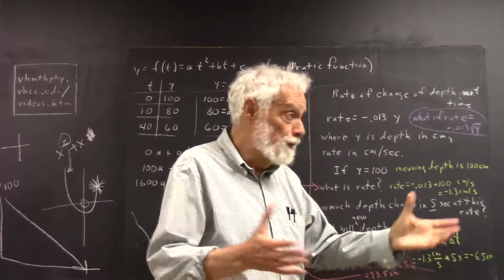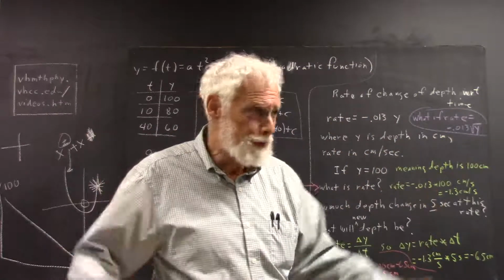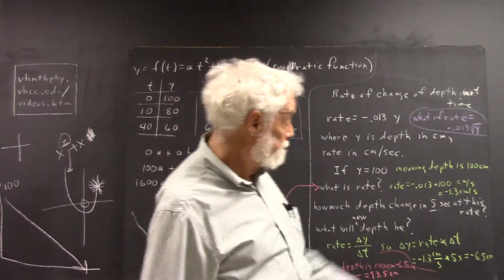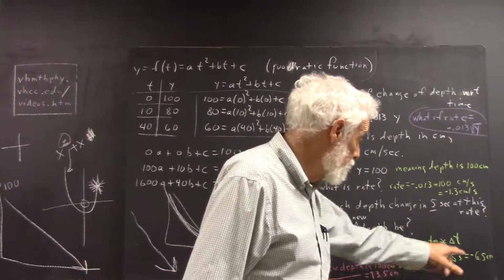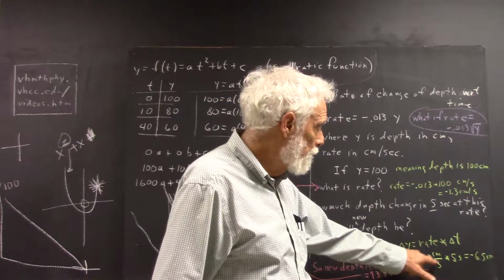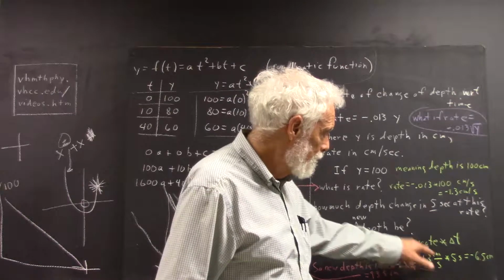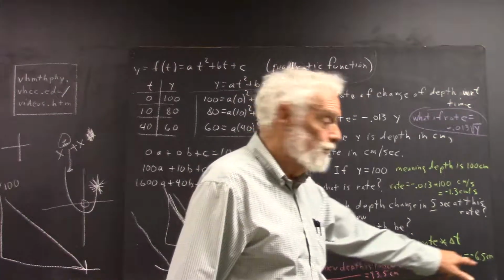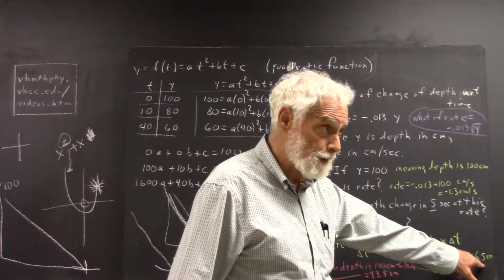Just because of what we did this morning, of course, you need to let that sink in a little bit. So the delta y is the rate times delta t. So we get negative 1.3 centimeters per second for the rate, multiplied by 5 seconds gives us negative 6.5 centimeters.